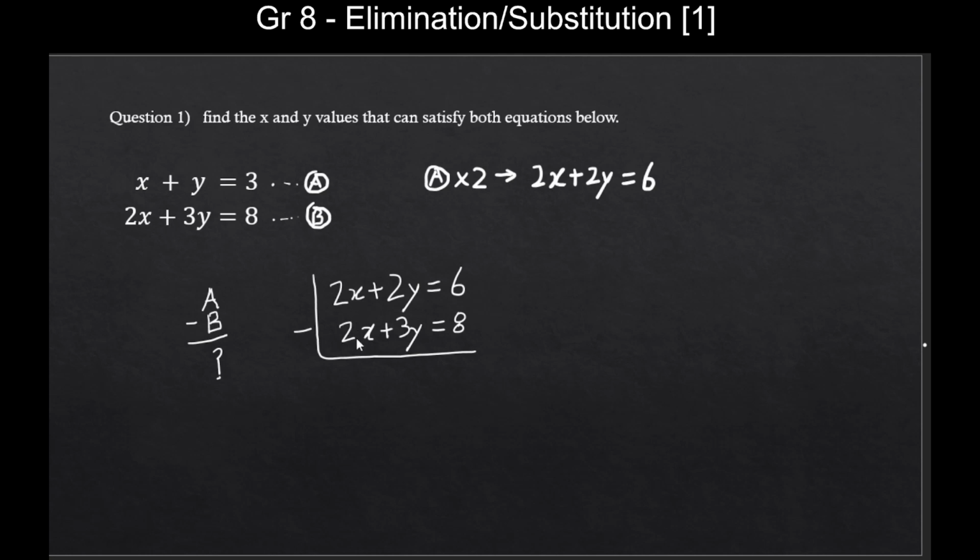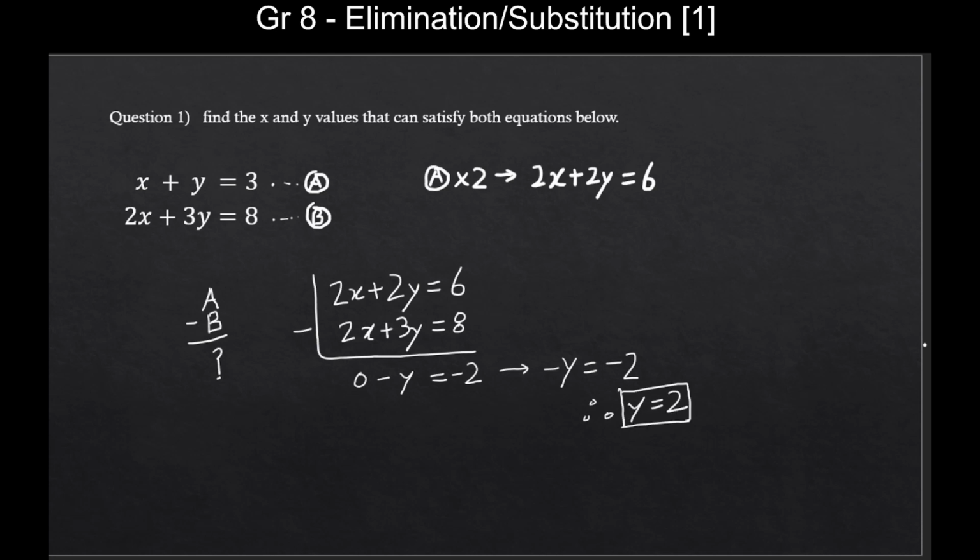So 2x minus 2x is 0. 2y minus 3y is minus y equals 6 minus 8 equals minus 2. So I subtract them vertically, and individually. Okay? So in the end, what do we get? 0 minus y, which is minus y, equals minus 2. Which means, therefore, the triple dot, it means therefore y equals 2.